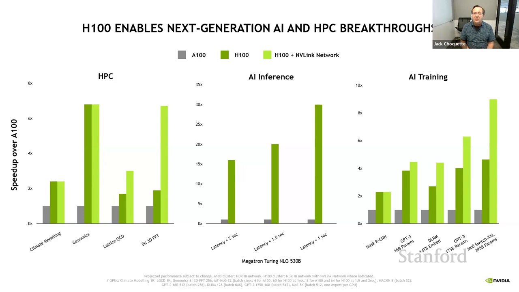If you start looking at adding NVLink to it, not using InfiniBand, but using the NVLink network interconnect, it actually enables more efficient scaling across multiple GPUs, accelerating the nodes and providing a major boost in performance across HPC and AI applications. Using NVLink instead of InfiniBand provides an additional 2 to 3x performance improvement for HPC and AI training.